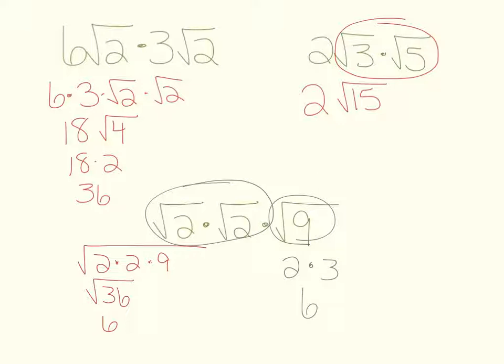So multiple ways to get there, you should get the same answer. But in general, multiply the coefficients together, multiply the square roots together. Don't forget to simplify your answer.